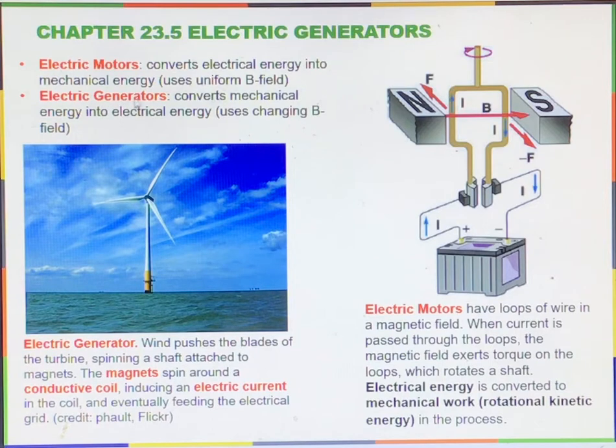Now, a generator does the opposite. It converts mechanical energy into electrical energy. This is an example right here. It takes energy from the wind and uses that energy to rotate magnets. Those magnets are connected to conductive coils. Because the magnets are spinning, they generate a magnetic field that is changing with time, and the changing magnetic field induces electric currents in the conductive coil. So the generator simply takes mechanical energy and converts it into electrical energy.